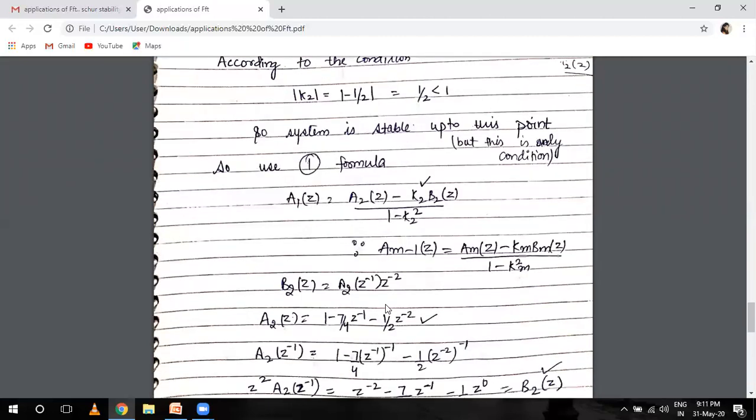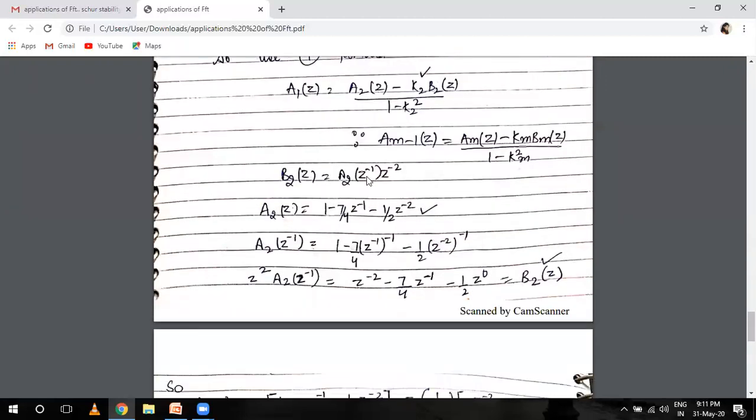But now use formula number 1. Formula numbers 1 and 2 are very important. Formula number 1 was A_(m minus 1), here it is, and m is 2, so 2 minus 1 is 1. So that is equal to A2(z), putting 2 in place of m, minus k2 B2(z), divided by 1 minus k2 square. So B2(z) is equal to what? A2(z) with z replaced by z inverse and multiplied by z to the power minus 2. First take A2(z), replace z by z inverse, then multiply by z square, and you will get B2(z).